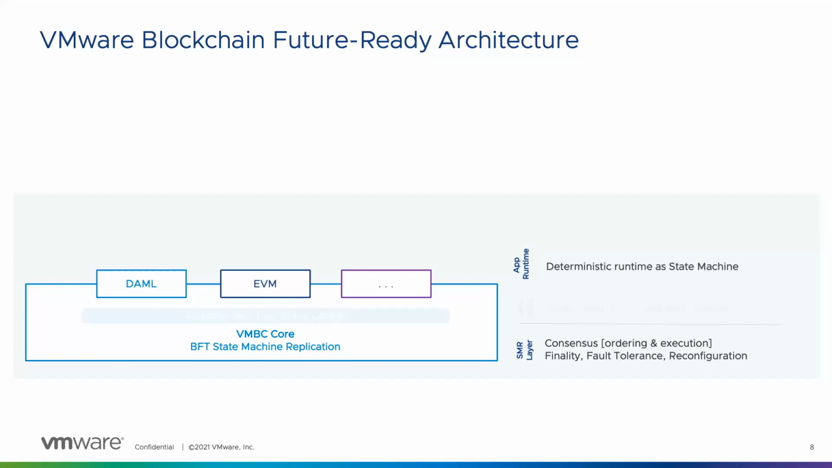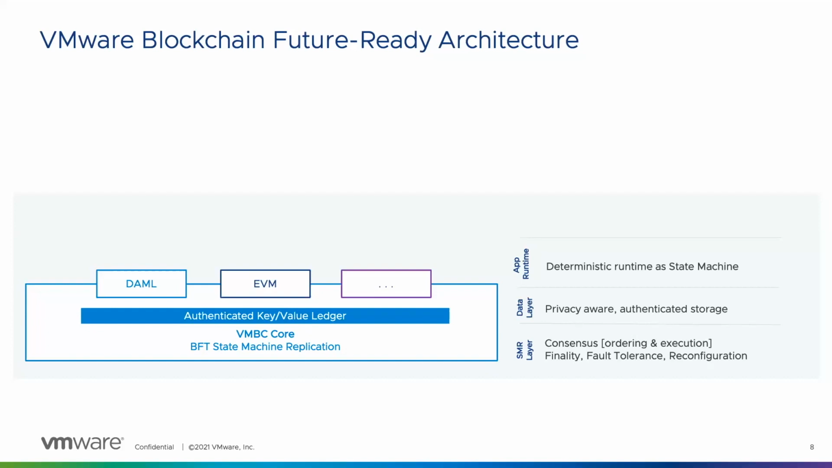Then we glue those two layers with a privacy-aware authenticated storage stack. This is where all of these blocks and transactions are stored, together with the privacy-aware data. And again, later on in the demo, you will see how that translates in the platform, how we can ensure different privacy mechanisms and data segregation.